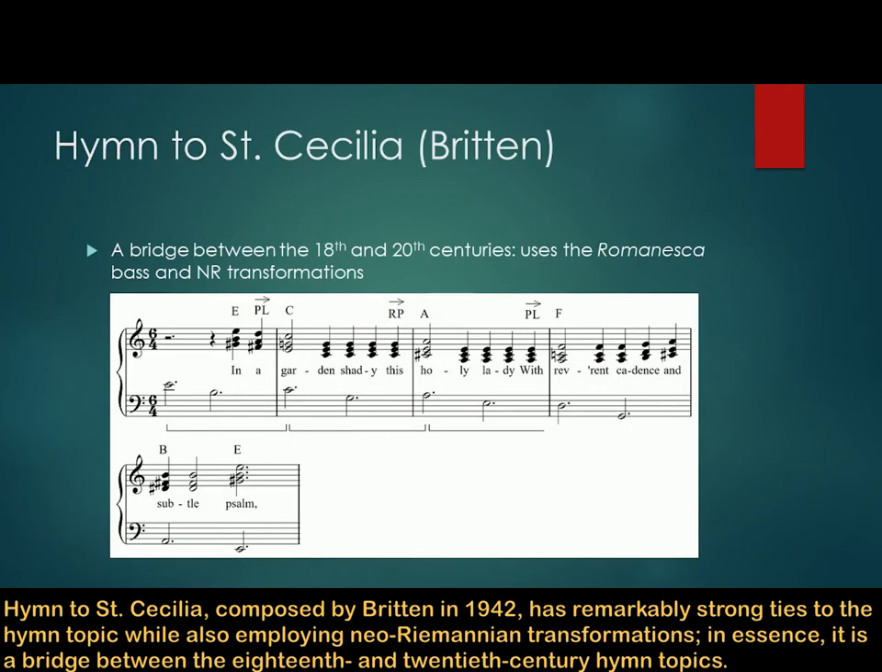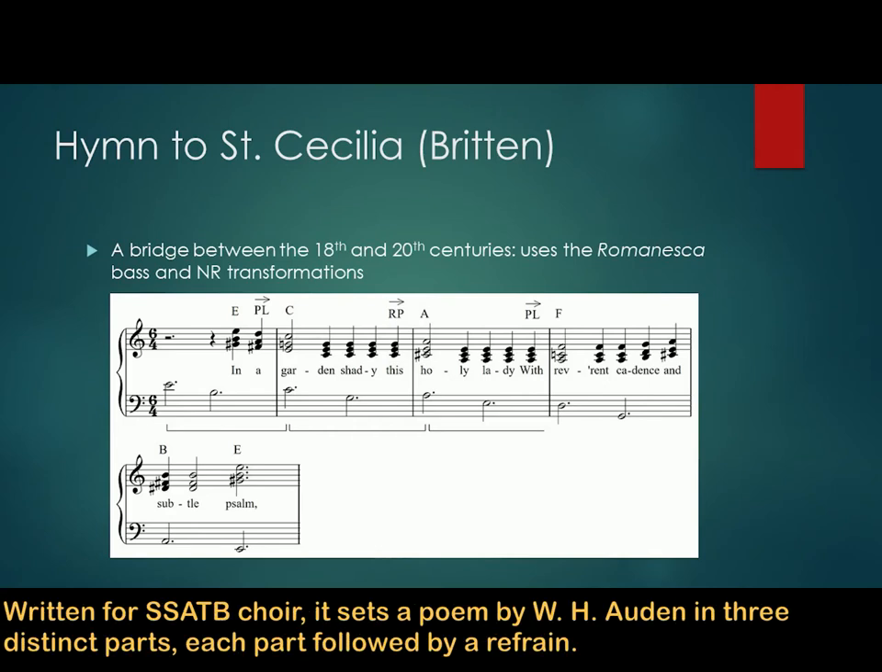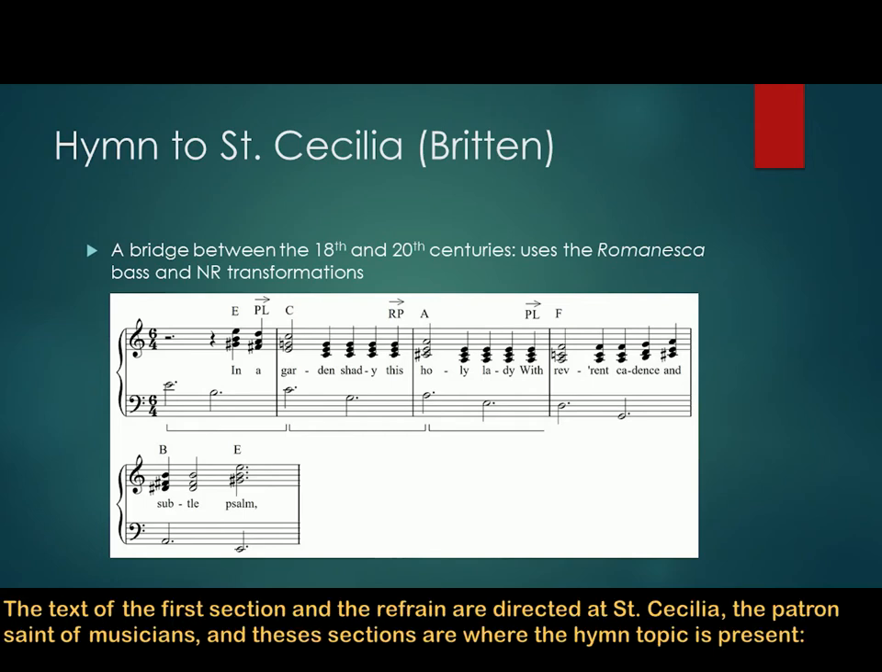Hymn to St. Cecilia, composed by Britten in 1942, has remarkably strong ties to the hymn topic while also employing Neo-Riemannian transformations. In essence, it is a bridge between the 18th and 20th century hymn topics. Written for SSATB choir, it sets a poem by W.H. Auden in 3 distinct parts, each part followed by a refrain. The text of the first section and the refrain are directed at St. Cecilia, the patron saint of musicians, and these sections are where the hymn topic is present.